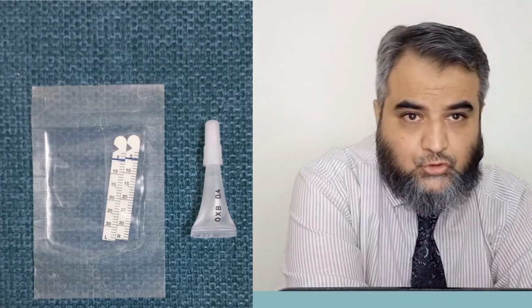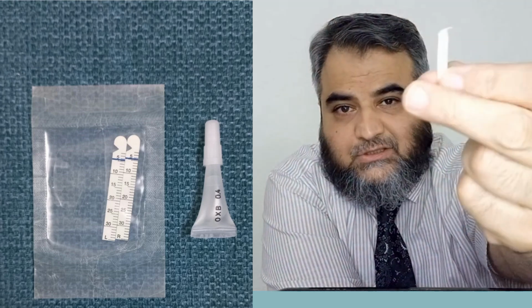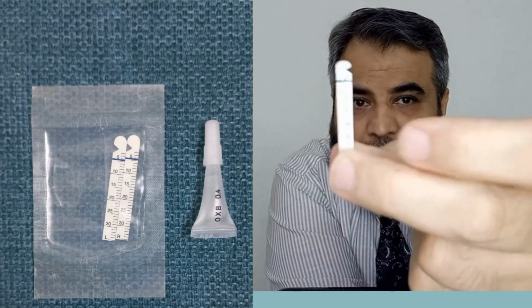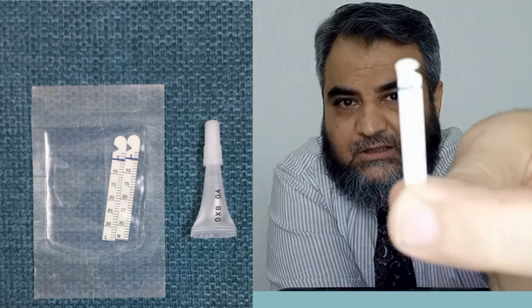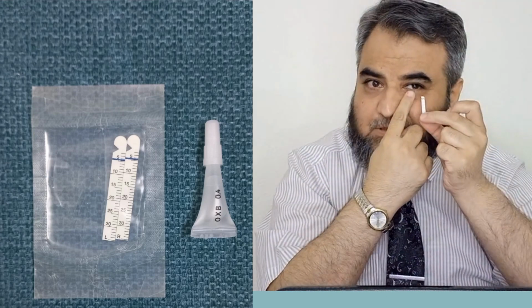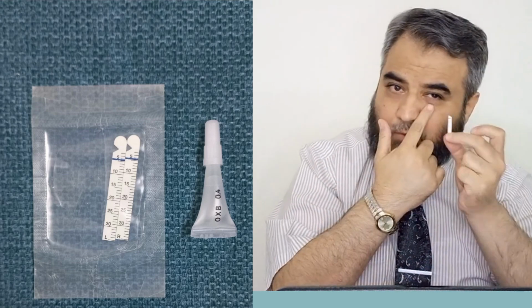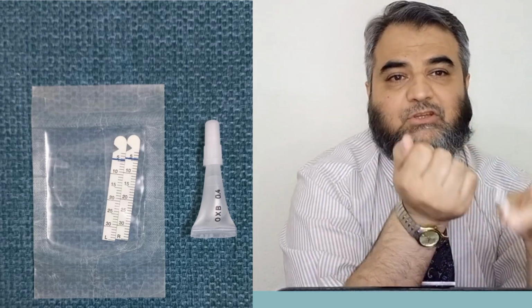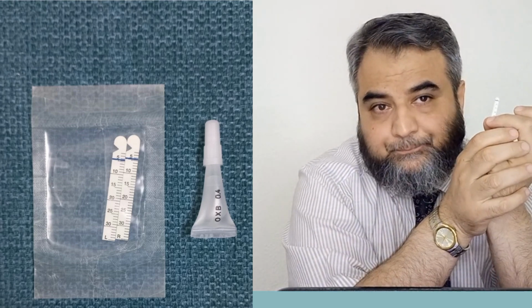In the packet come 2 strips, one for the right eye, one for the left eye. You can see here, I will show it in the camera properly. These are the strips. We will bend it from here, and after bending, we will just put it inferiorly here. Anesthetic drops are already there. Now we are putting it here, and then we will wait for 5 minutes, purely 5 minutes, both eyes. And here you can see a blue line, which is shown in the photograph also.